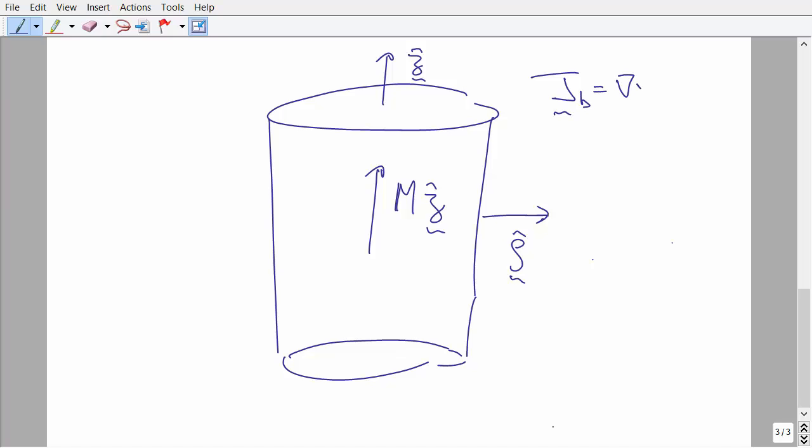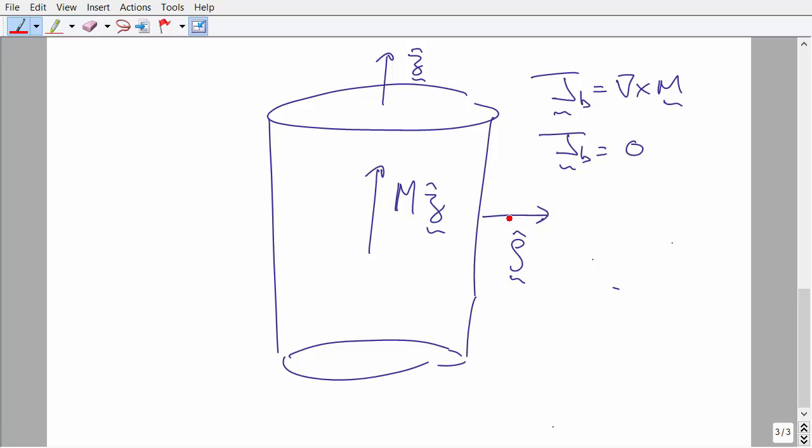All right. So first of all, if we were to calculate the volume bound currents, J_B, this is equal to the curl of M. Well, this is the curl of a constant vector field, so this is clearly going to be 0 in this particular case. For the surface bound currents, we would take the cross product of the magnetization with the surface normal. So if we were to take the cross product of the magnetization with this surface normal, we're clearly going to get 0. Z hat cross z hat is 0, and there are no surface currents flowing on this surface.